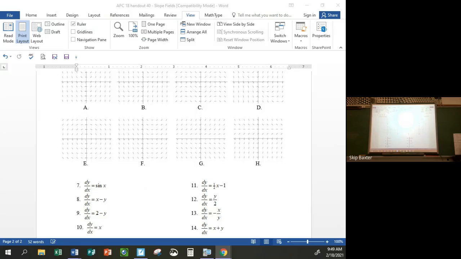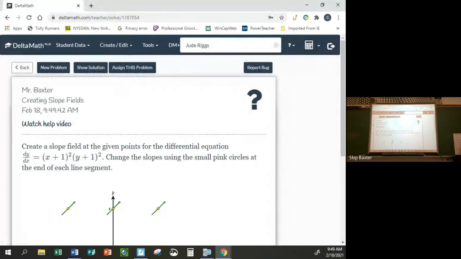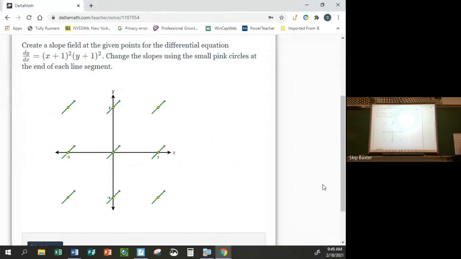Okay. So here's the typical assignment where you have to create a slope field. They're giving you a differential equation, and they give you just random lines of slope 1. This is not what the slope field looks like. They want you to change the slopes so that it looks like what it's supposed to look like.